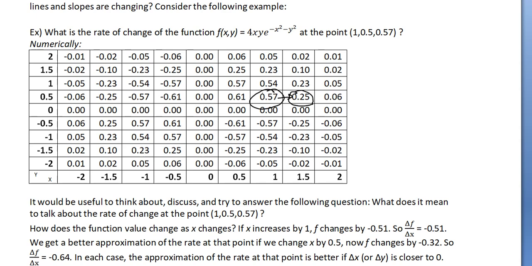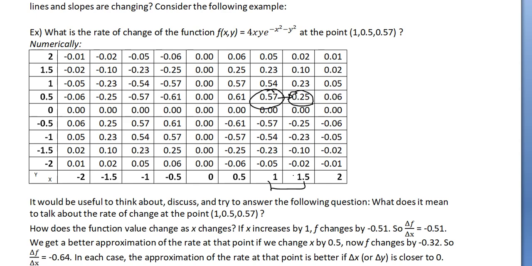So we'll use this other point. At this other point, we know that the change in x is 0.5, and the change in the function value, if you calculate it, is negative 0.32. So taking the change in f, negative 0.32, divided by the change in x, which is 0.5, you work it out and get negative 0.64. So there's your rate using those 2 points, and of course it's an approximation.